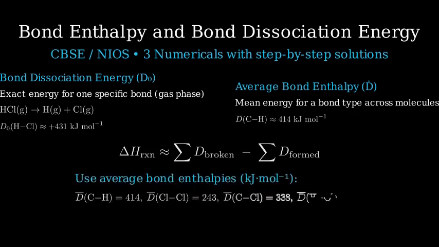Numerical 1. Calculate delta H. CH4 gas plus Cl2 gas gives CH3Cl gas plus HCl gas, using average bond enthalpies. We will use C-H 414, Cl-Cl 243, C-Cl 338, and H-Cl 431, all in kilojoules per mole.